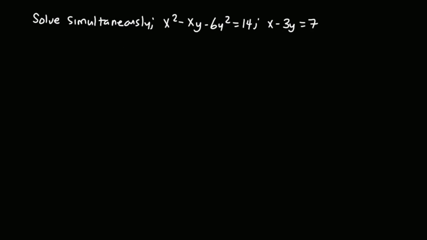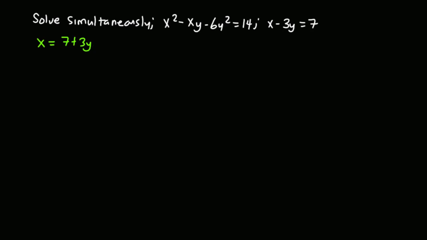Now, what I'm going to do is make one of these variables the subject. It could be either x or y, but I'm going to make x the subject. You can try making y the subject. At the end we'll arrive at the same solution. And so let me go ahead and make x the subject. So this will give x is equal to 7 plus 3y.